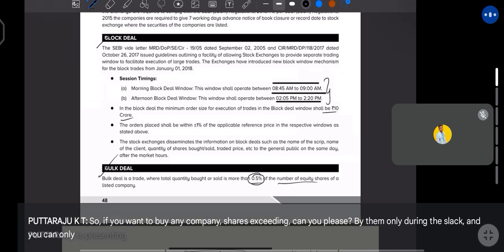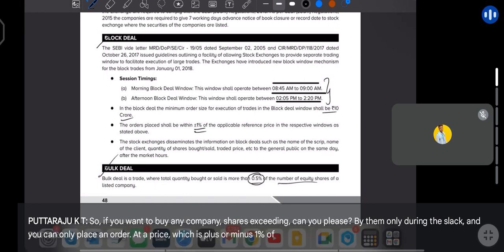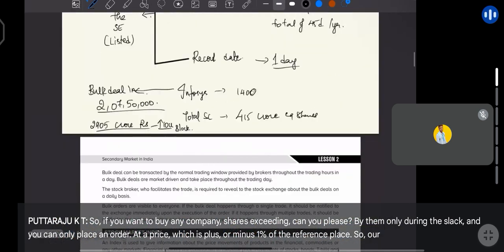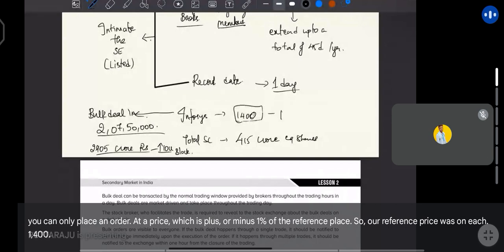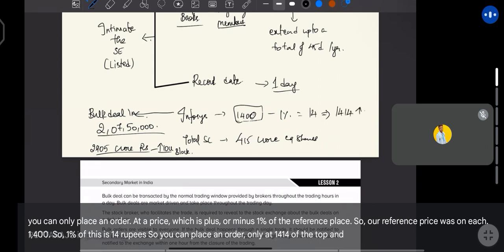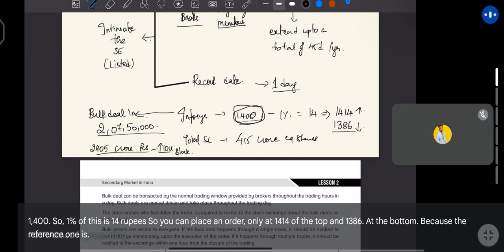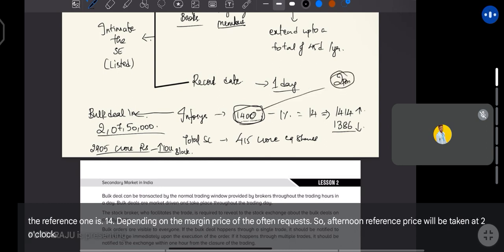And you can only place an order at a price which is plus or minus 1% of the reference price. So our reference price is how much? 1,400. So 1% of this is 14 rupees. You can place an order only at 1,414 at the top end and 1,386 at the bottom, because the reference value is 1,400, depending on the morning price or the afternoon price. The afternoon reference price will be taken at 2 o'clock. The morning reference price will be taken at the previous day's closing price.